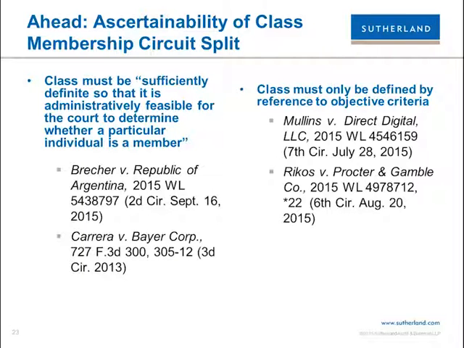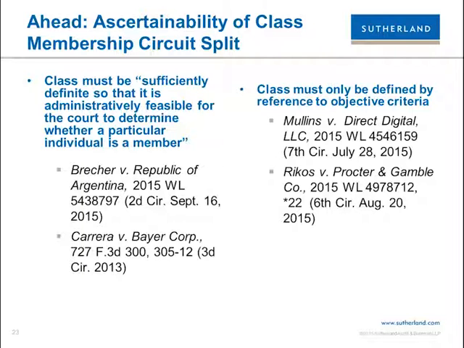What's the split about? Well, the Carrera view of the world is that a class has to be sufficiently definite so that it is administratively feasible for the court to determine whether a particular individual is a member.